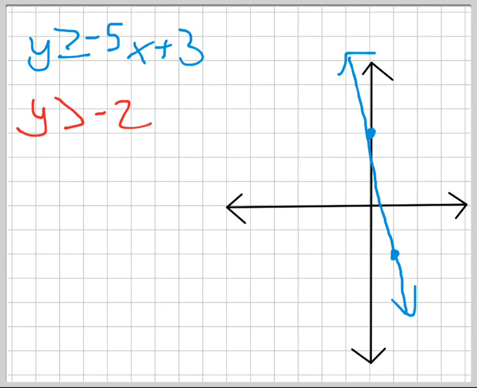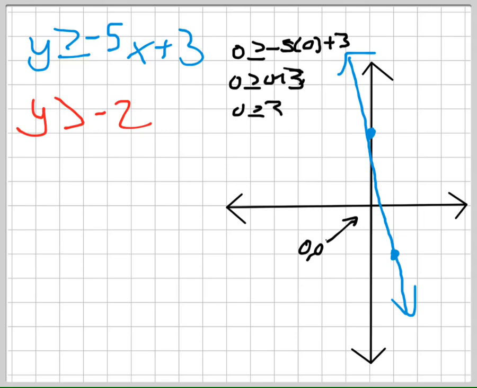If I pick my test point, again, that's the point 0, 0. Plug in 0 for y and 0 for x. Negative 5 times 0 is 0. 0 plus 3 is 3. Right, that's false. So I don't want to shade this side of that. I want to shade this side. So again, I'm going to put a couple arrows instead of shading it because I don't know where I need to stop shading right now.